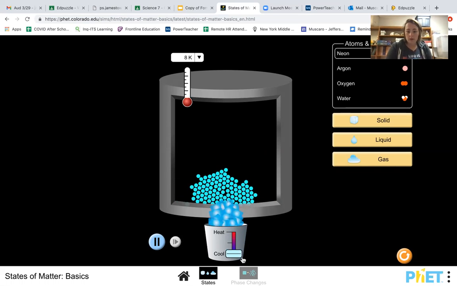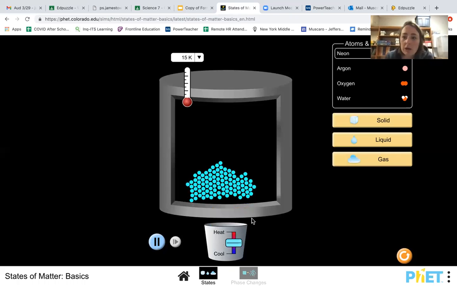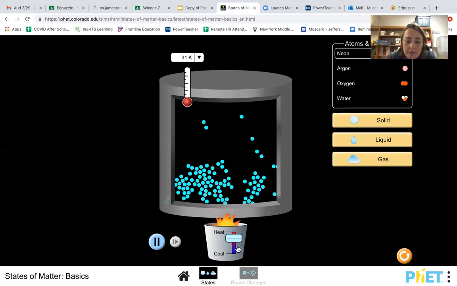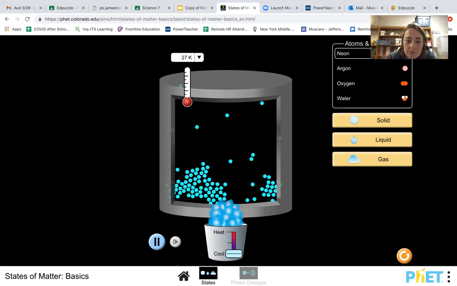Like when you put the cold, they go down. When you put the fire, it goes up. Okay. What can you say about the movement of the particles as I add heat energy? Some of them go more.